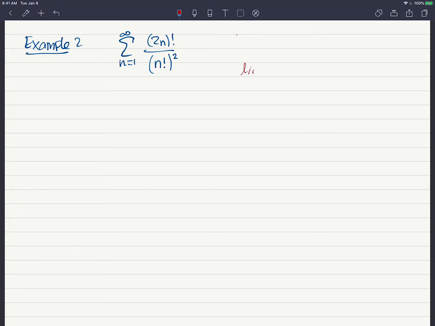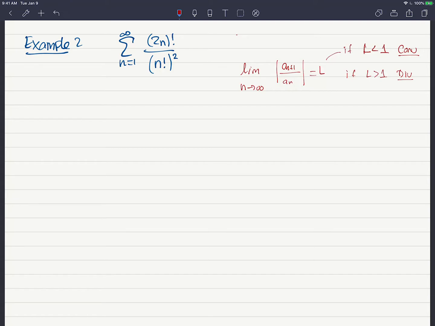You take the limit as n goes to infinity of the a_(n+1) term divided by the a_n term, and you call that L. If L is less than 1, then the series converges, and if L is more than 1, it diverges. If it's equal to 1, we wouldn't know. There's another video with an example of that.